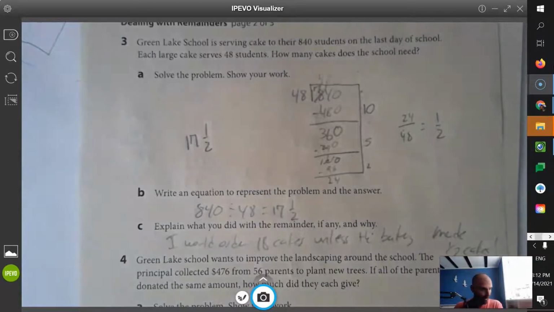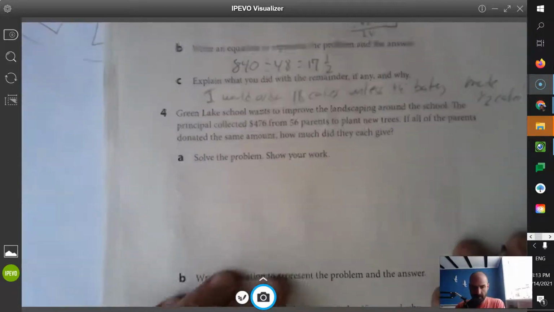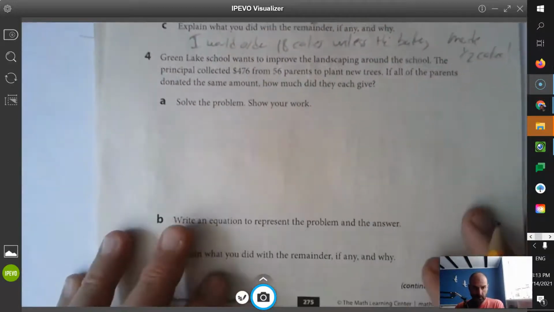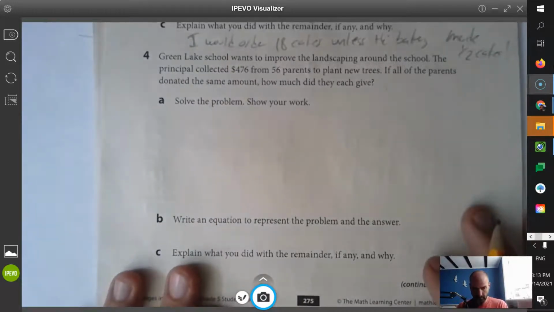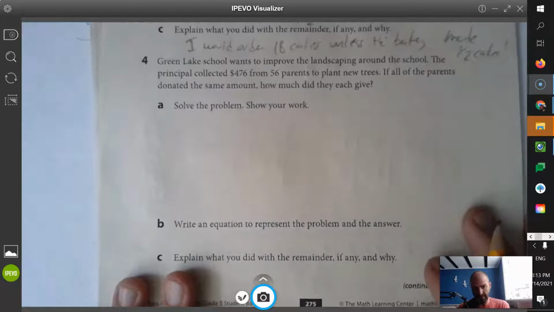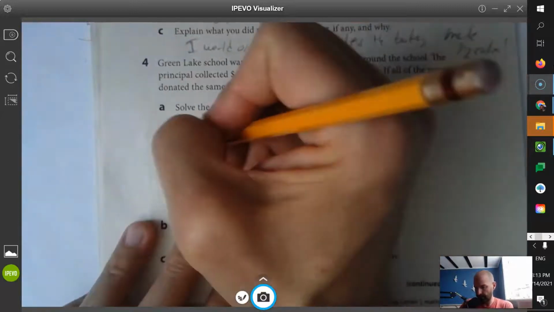Number 4, Green Lake School wants to improve the landscaping around the school. The principal collected $476 from 56 parents to plant new trees. If all of the parents donated the same amount, how much money did they each give? So we're kind of sharing this 476. We're going to share it by 56 parents so that we understand how much each of them gave. And we're doing money. I'll go back to the ratio table here.